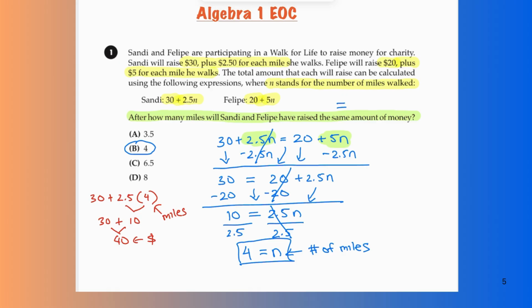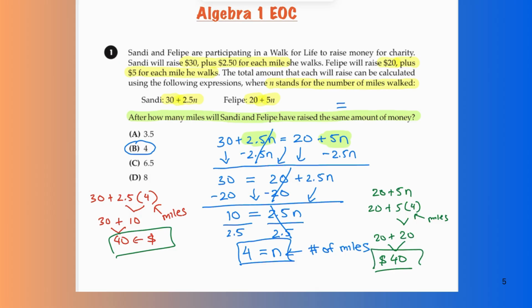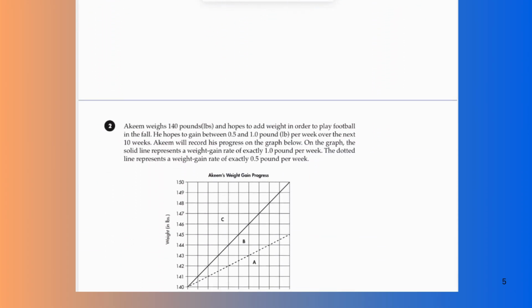Now I want to know, will the same thing happen with Felipe? So come with me to the right side of the screen. I'm going to take Felipe's expression, 20 plus 5n, and I'm going to replace his n with 4 as well to see what happens when Felipe walks 4 miles. Remember, the n is miles. Well, 4 times 5 will give me 20, and 20 plus 20 is 40, and that is the same amount of money that Sandy would have raised after 4 miles. So that's another way to do it. You could just take the answer choices, substitute them in, and see which one will give you a true statement.